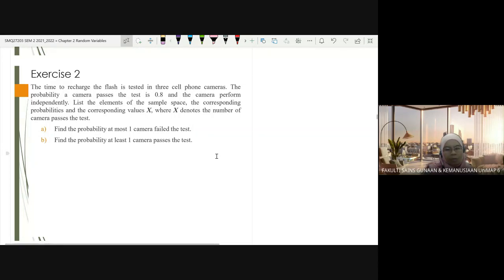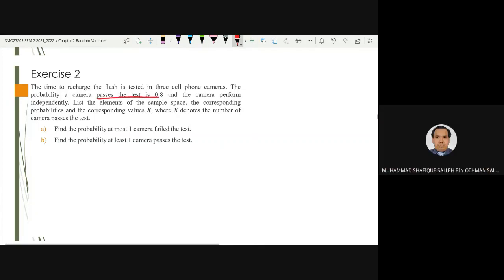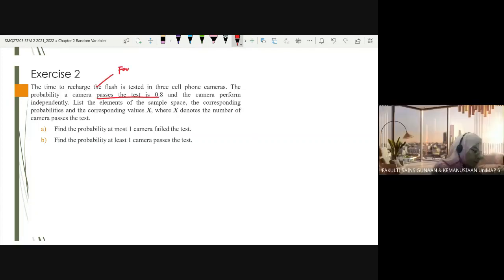So what will be the complementary of passes? Let's call it fail. If the camera failed the test, what will be the probability, class? If passes is 0.8, then fail will be 0.2. You're talking about 3 cell phones, and we know that each outcome is independent.